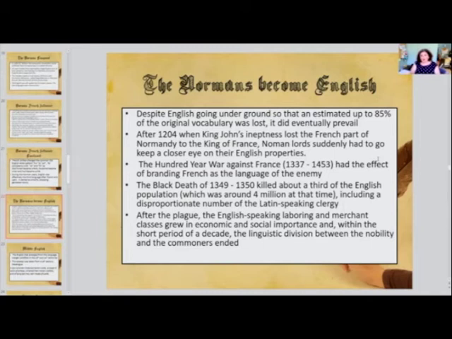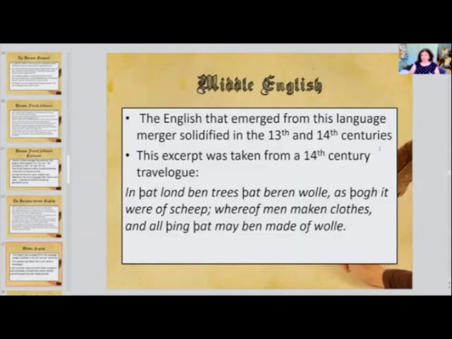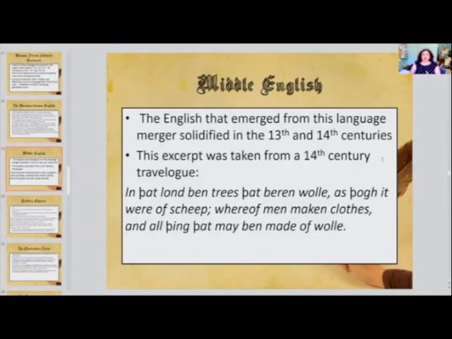And that meant that we get the birth of a middle class, because people's labor was valued, merchants rose in prominence. And within a period of a decade, the linguistic division between the nobility and the commoner died. You wanted to talk to a merchant, you had to talk to them in English. So we get the birth of Middle English.